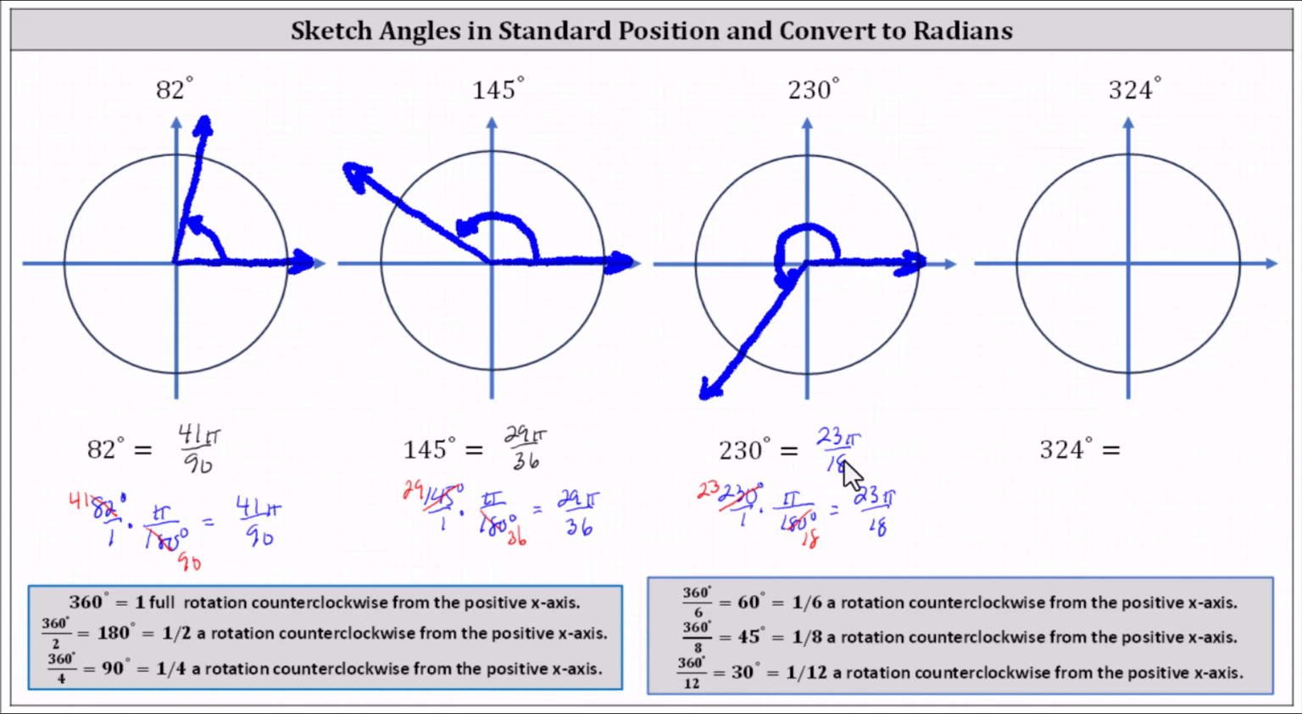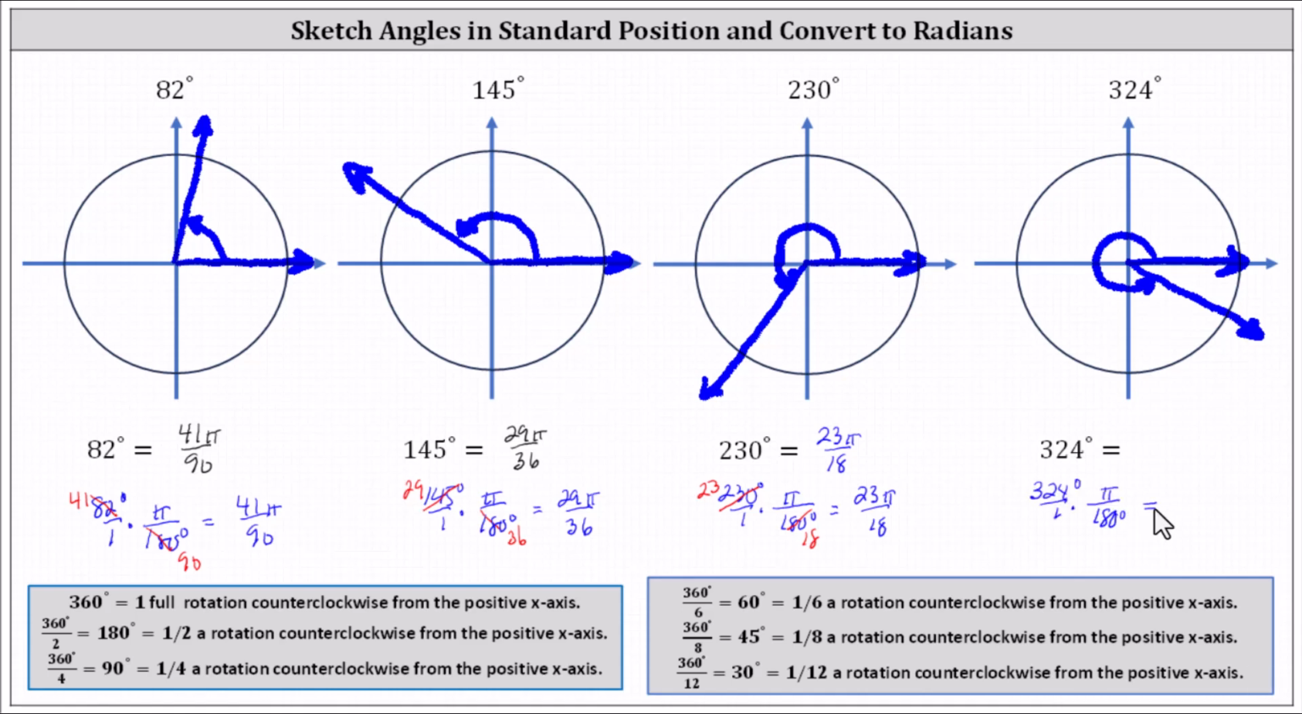And for the last example, we have 324 degrees. Initial side is along the positive x-axis. 3/4 of a rotation counterclockwise would be 270 degrees. We need to rotate 54 degrees more to approximately here. And now let's convert to radians.